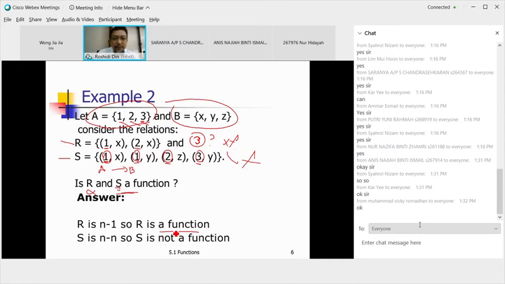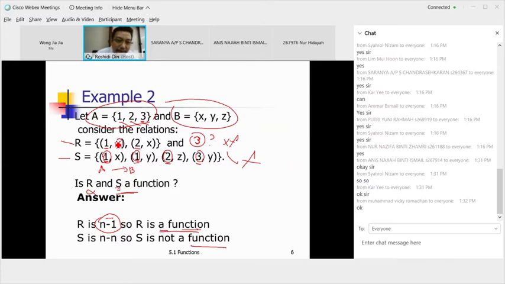Wait, it is the other way around. R is many to one. R is a function, S, okay, sorry. Again, R is a function, yes. Sorry, I was wrong previously. R is a function as long as we have many to one. So many to one, R is a function.